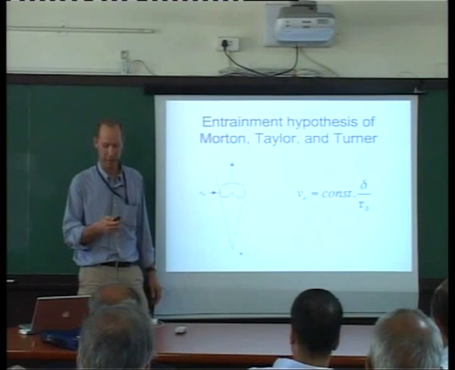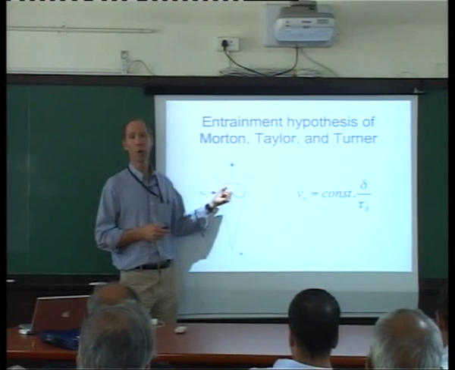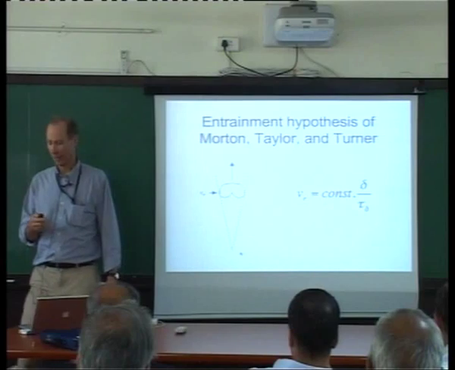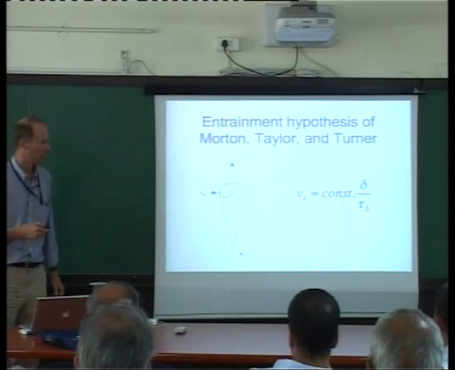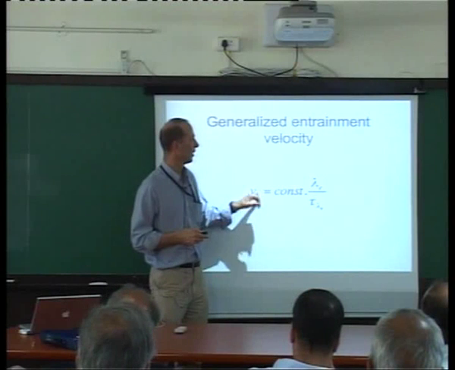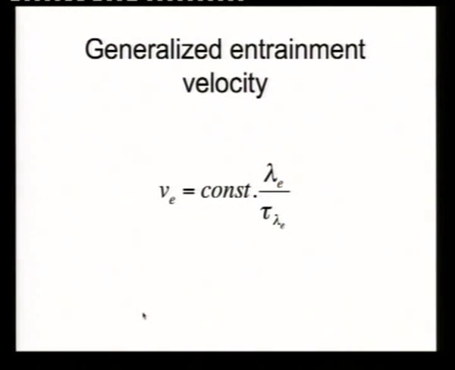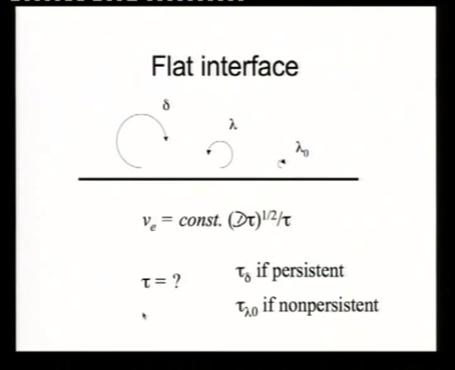I'll show some movies later about that. But the biggest eddy isn't always the one that does the entraining. And that's what I want to try to generalize. So imagine that the entrainment velocity in the general case is the entraining eddy size over the entraining eddy rotation period. That dimensionally is correct, and it might even be physically right. I'll only consider one case in the interest of time.